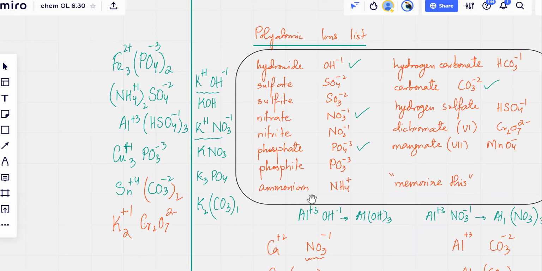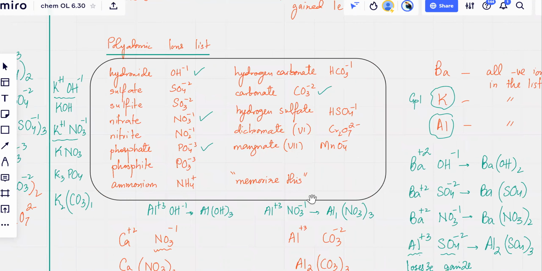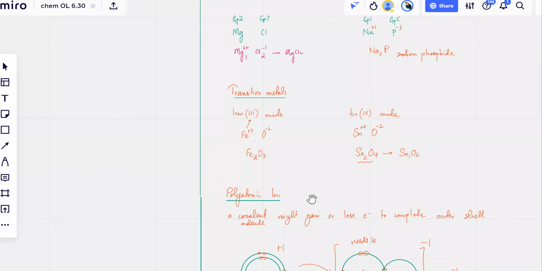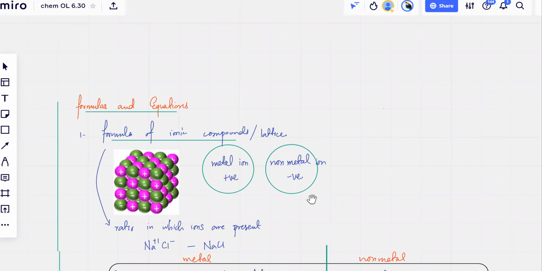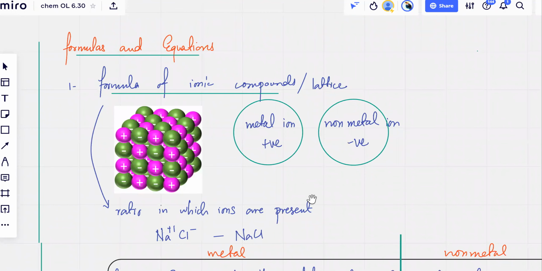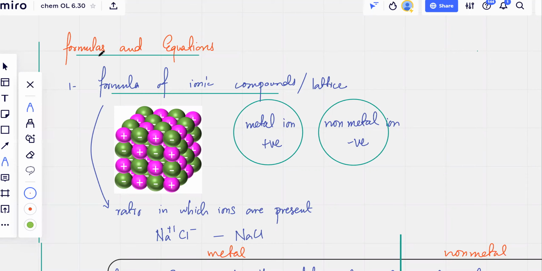So I'm going to start. I'm going to just do a quick revision of what we did. We were specifically focusing on formulas and not equations yet, but formulas mostly. In this case, I told you about specifically ionic compounds.